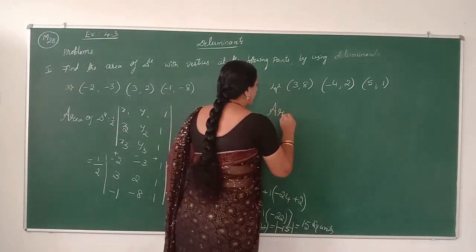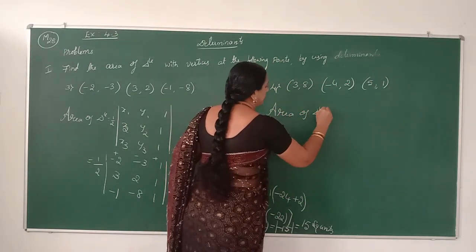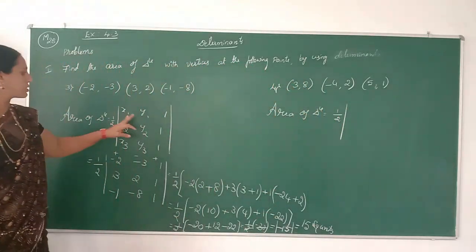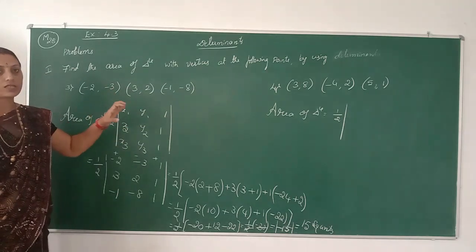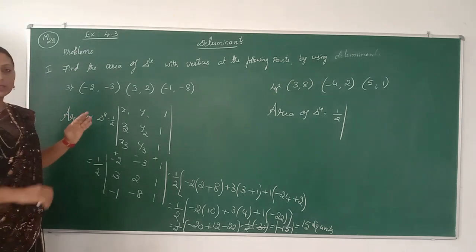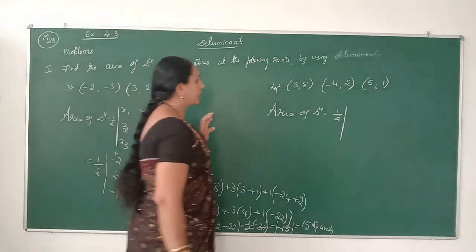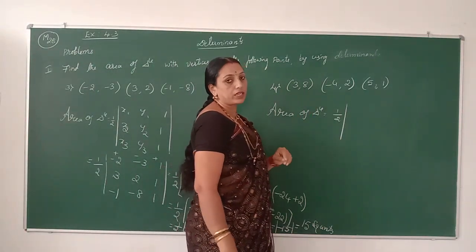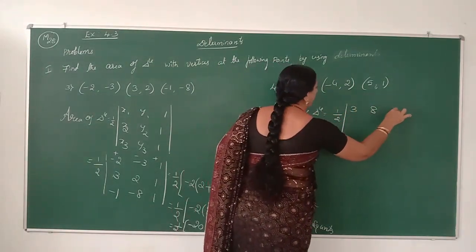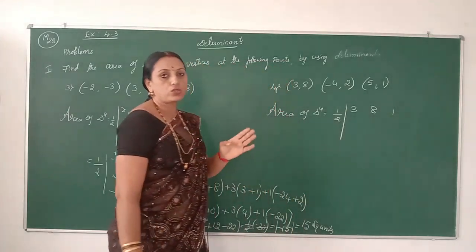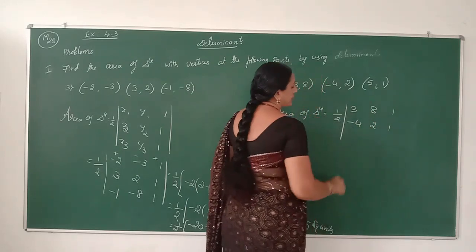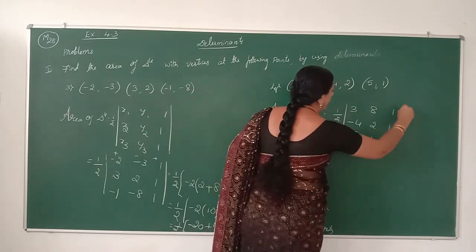Similarly, next one: vertices are (3, 8), (-4, 2) and (5, 1). Area of triangle equals half of determinant of x1, y1, 1. It is not necessary to mention the formula in every problem, so if possible we can avoid it and directly substitute. The given vertices: x1, y1, 1 means 3, 8, 1. Similarly, x2, y2, 1 is -4, 2, 1. x3, y3, 1 is 5, 1, 1.